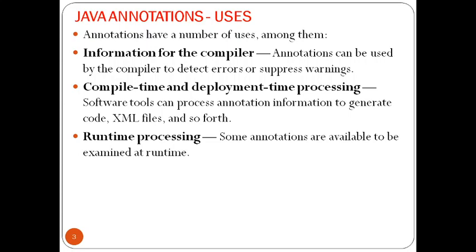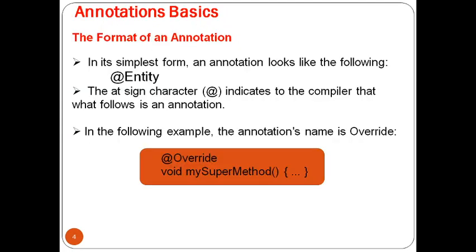Whatever annotations we have discussed until now are helpful only in the static-time world. But some annotations are also helpful during runtime processing of your program. Now we'll see how to write a simple annotation. Every annotation is preceded by a symbol called at the rate, and after that we need to mention the particular entity. The syntax of an annotation is at the rate entity.